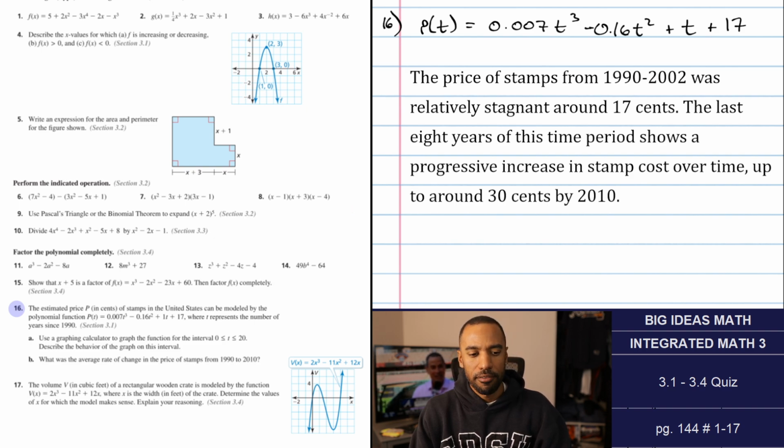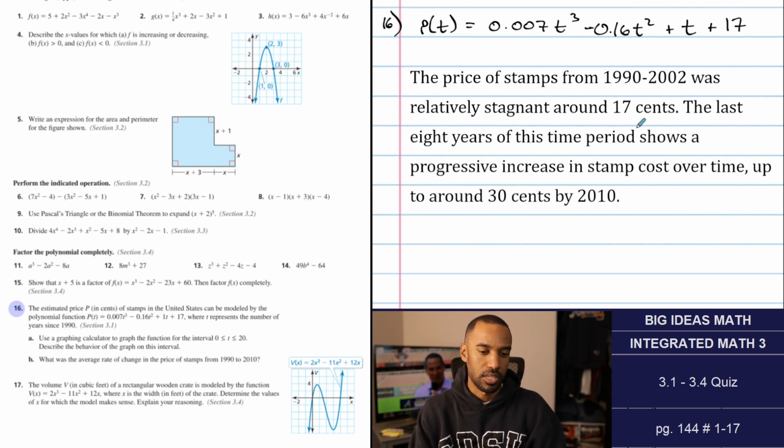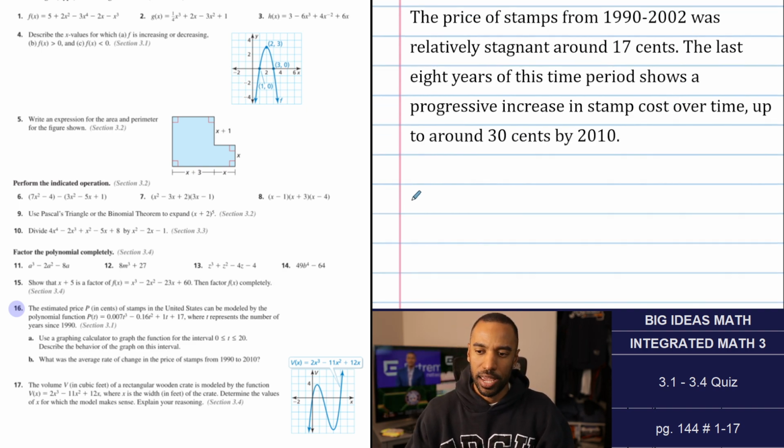Part B. What was the average rate of change in the price of stamps from 1990 to 2010? Well, hey, now we actually get to figure out what those numbers really were. We know that 1990 should be 17. You plug in 0 into there. 2010, on the other hand, we've got to take a look. So average rate of change, I'm going to call this M. This is part B, because this is like a slope. We've got to do y2 minus y1 over x2 minus x1.